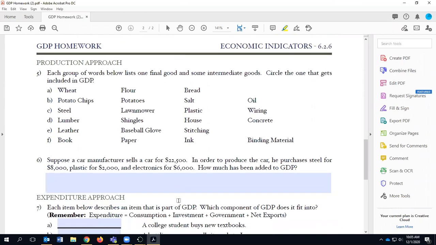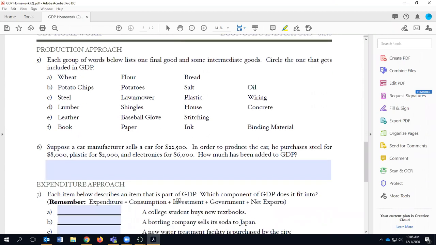All right, number 5 on the back. Each group of words below lists one final good and some intermediate goods. Circle the one that gets included in the GDP. So remember, the final good is the one that gets included in the GDP. So for letter A, is it wheat, flour, or bread?